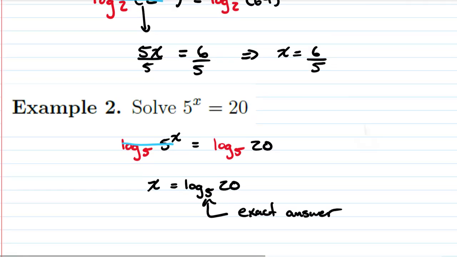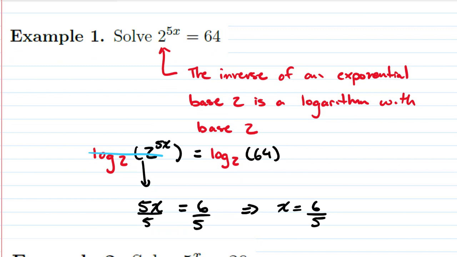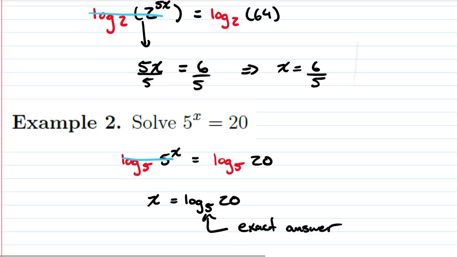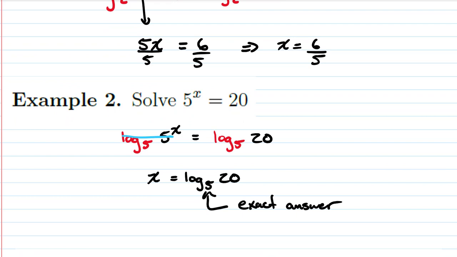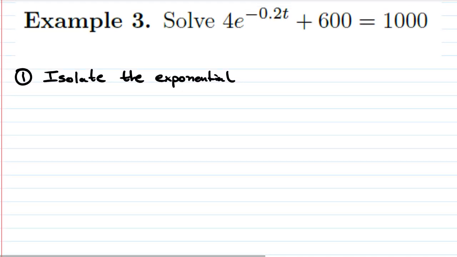So, if we look back at the previous 2 examples, the reason we didn't mention that in these is the exponential in example 1 was already isolated, and the exponential in example 2 was already isolated. So that's why we didn't mention it for those first two, but in general, this should always be our first step, is to isolate the exponential.